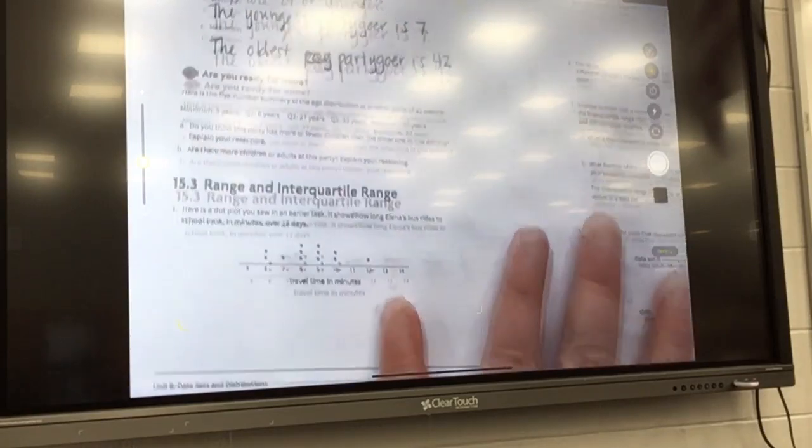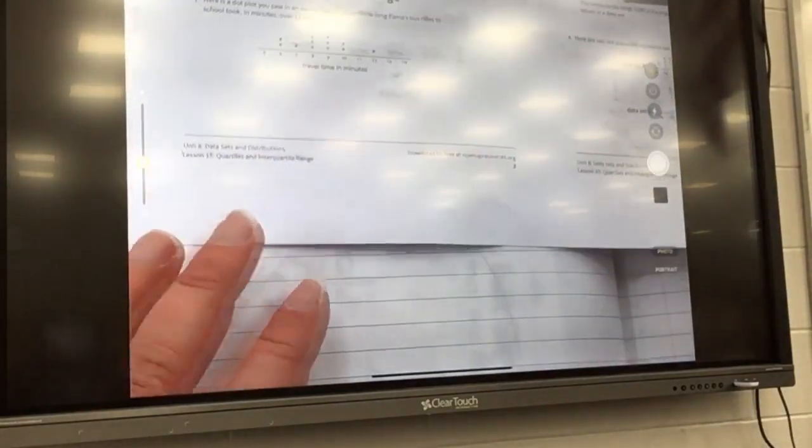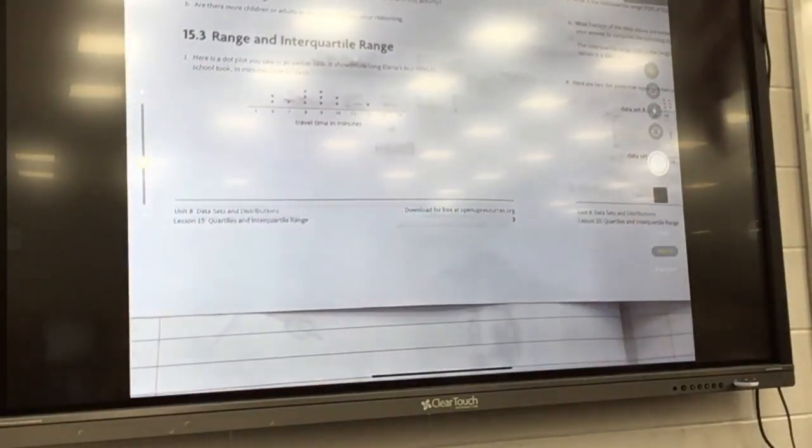All right. Moving on to 15.3. It says here's a dot plot you saw in an earlier class. It shows how long Ethan's bus rides to school take in minutes over 12 days. All right, so look at that data. It says write the 5-number summary for this data set by finding the minimum, Q1, Q2, Q3, and the maximum. Now, you obviously cannot do that on the dot plot. So what do you have to do first? What do we have to do? Mikhail.